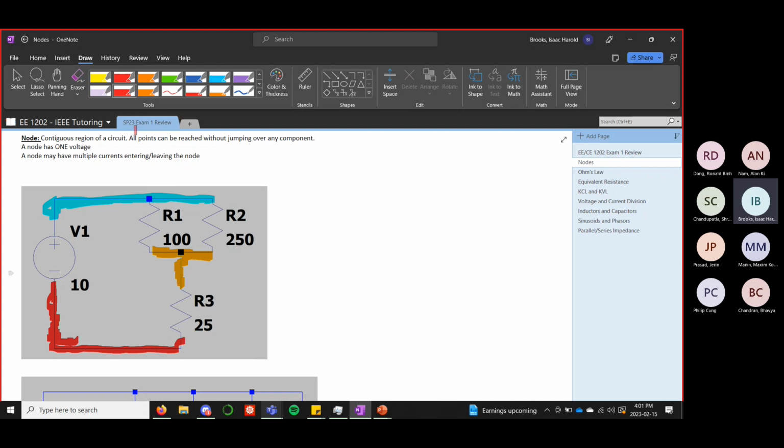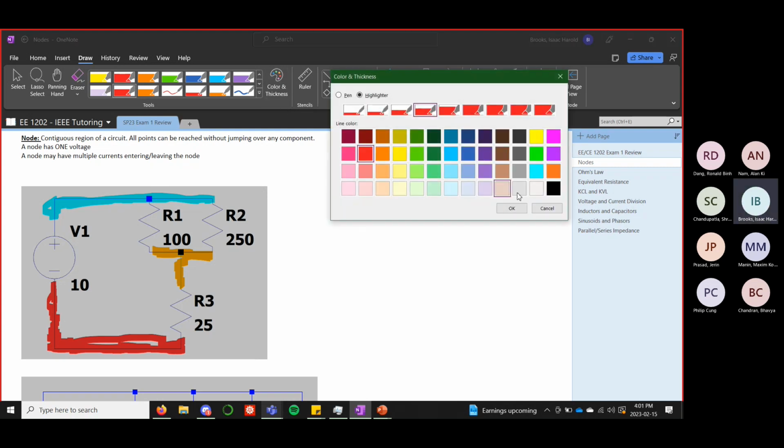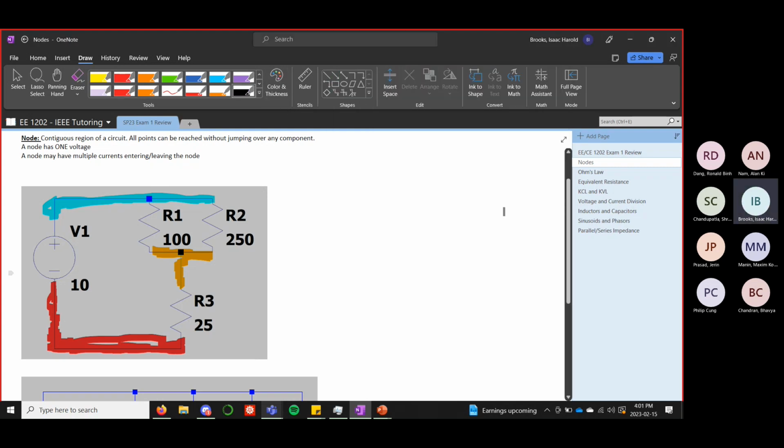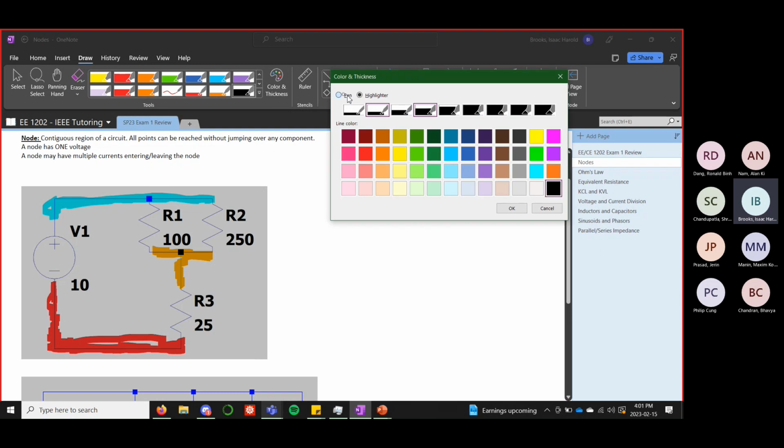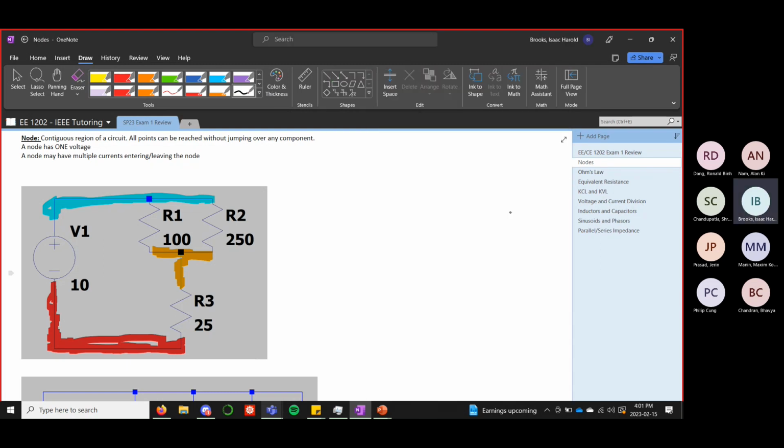So step one is being able to just recognize what the nodes are and where they are, how many there are. So I could tell you, or you could tell me, that if we were to measure the voltage right here at the top of R2, that's the same as the voltage at this point, and the same as the voltage at this point, and right here as well. They're all on the same node, so they have the same voltage.